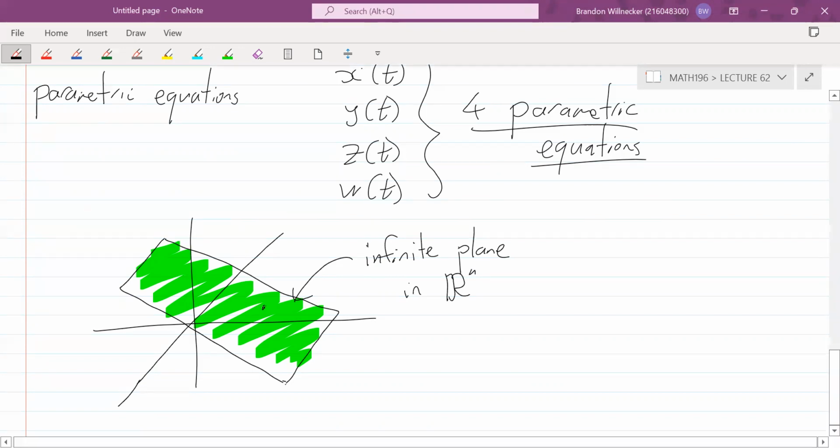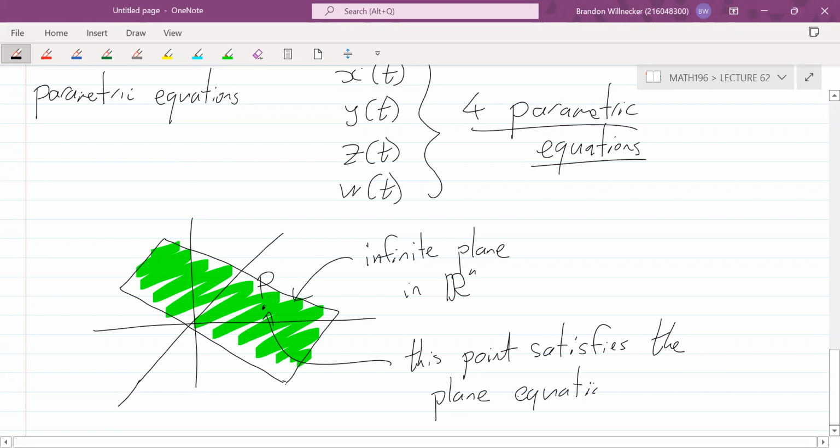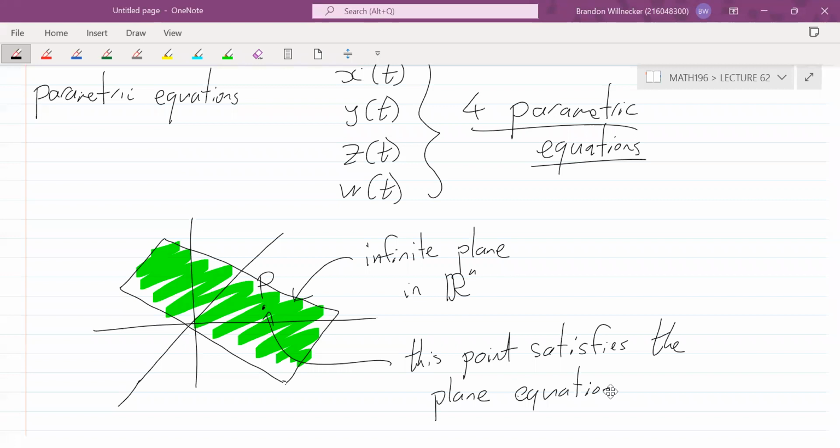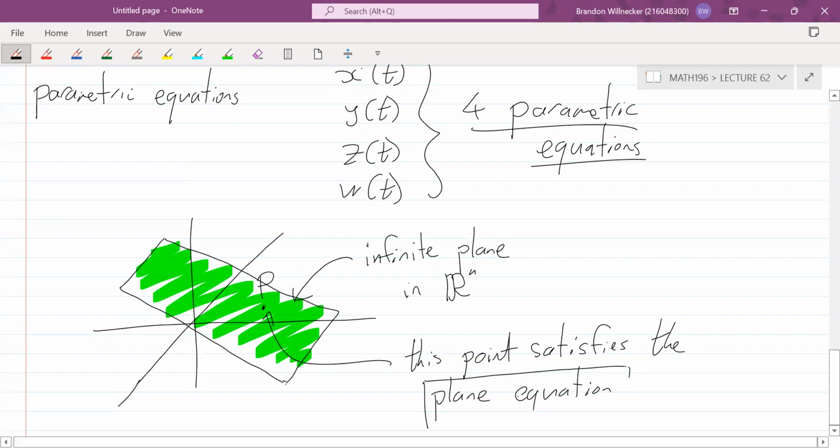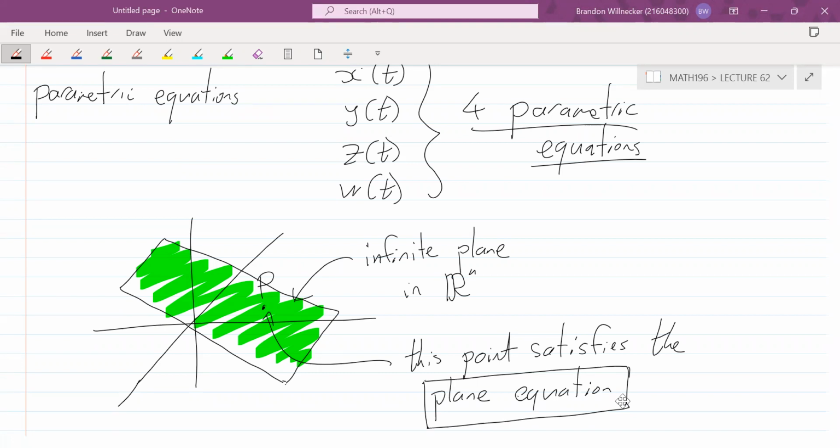So this particular point, let's say that's P. This point satisfies the plane equation. Points on the plane will satisfy the plane equation. Points outside of the plane will not satisfy the plane equation. And the goal for tomorrow is figuring out how we get this plane equation. But we'll save that for tomorrow.